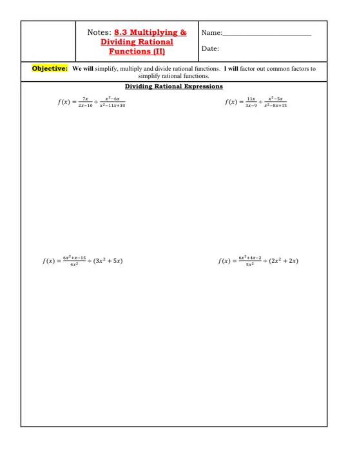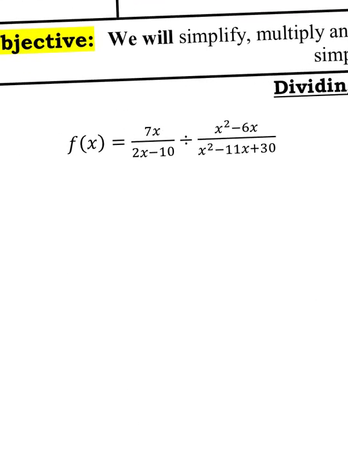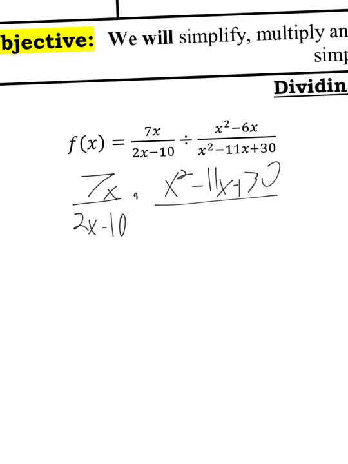In this video I'm really focusing on the dividing part, and dividing fractions is actually pretty simple. Basically, the way fractions work is that when you divide them, it's the same thing as flipping and multiplying. So this is what I mean. It's the same exact thing as saying 7x over 2x minus 10 times x squared minus 11x plus 30 over x squared minus 6x.